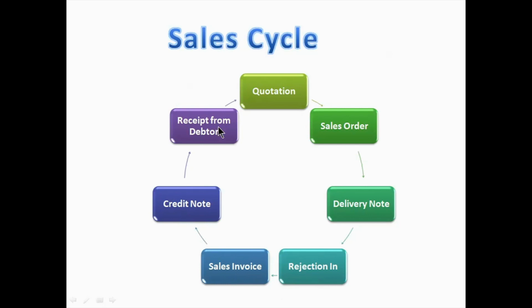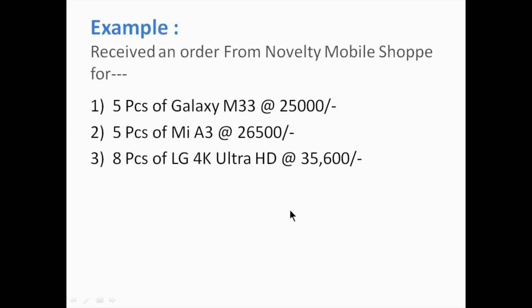And then, whatever we have sold, after deducting the rejected goods or the amount that is in the credit note, the amount which is outstanding we receive from the debtor. So that is receipt from the debtor. This is what the sales cycle is. So let's start solving the sales cycle.